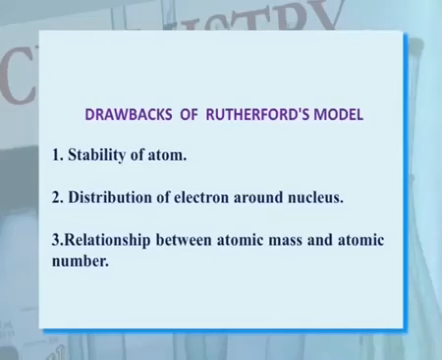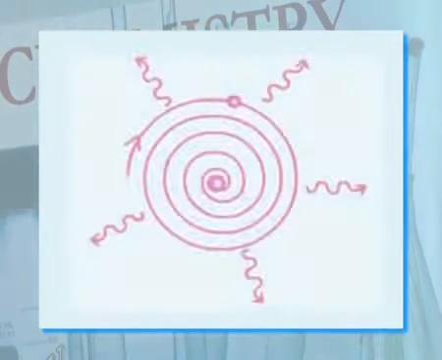Now, after this Rutherford atomic model, there were also some drawbacks. The drawbacks of the Rutherford model were like this: the stability of the atom, that means the Rutherford model does not explain the stability of the atom, that is the actual position of electrons and protons in an atom. Distribution of electrons around the nucleus was not mentioned in this model, that is, where the specific position of electrons and protons is. Relationship between atomic mass and atomic number is also not explained by the Rutherford atomic model. These were the main drawbacks.